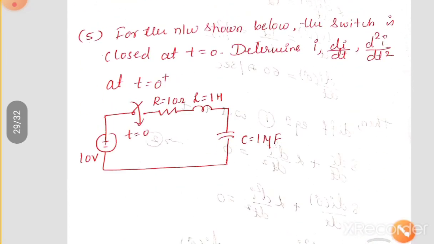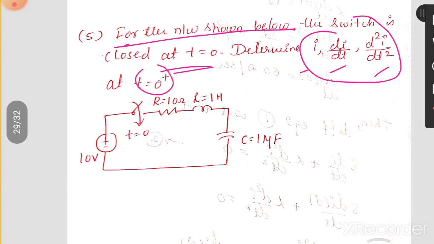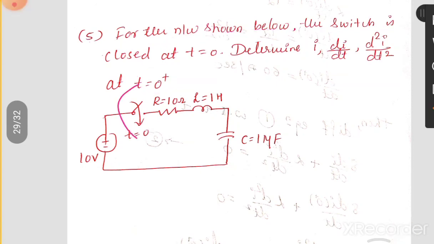Similarly, let's get a bit more familiar with this. We have one more example, for the network shown below. We have to calculate I, di by dt, and d square I by dt square, and the switch is going to close at t equal to 0. We have to calculate these values at t equal to 0 plus. First, what is the condition of the switch? We are going to close the switch at t equal to 0, which means in the 0 minus case it was open.